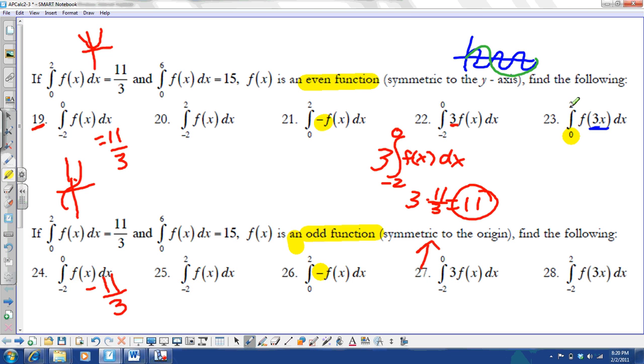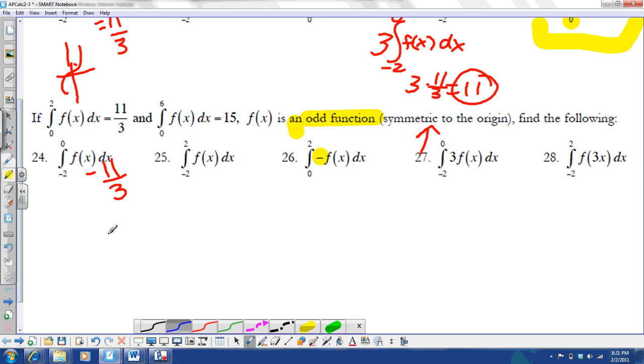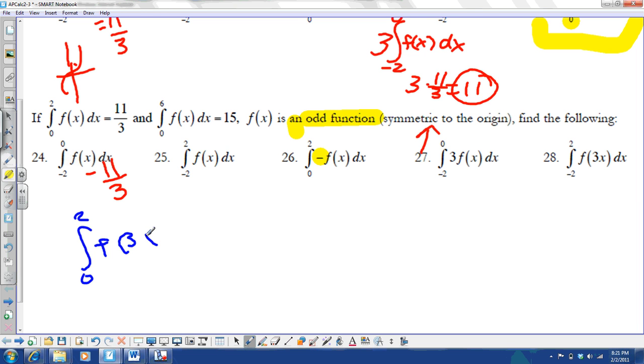We go from 0 to 2, right? And they gave us this problem here, that the integral from 0 to 6 is equal to 15. So how would we use that to help us figure out number 23? Well, let's see. We've been doing u substitution, so maybe that will help us here. So we have the integral from 0 to 2 of f of 3x dx.